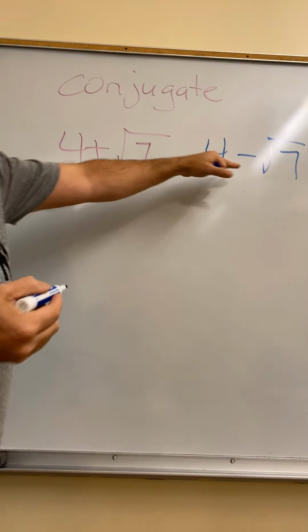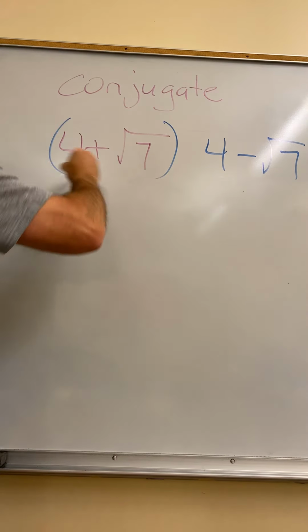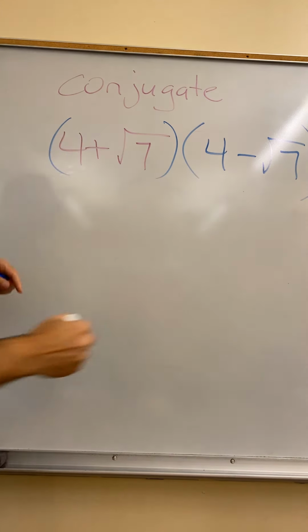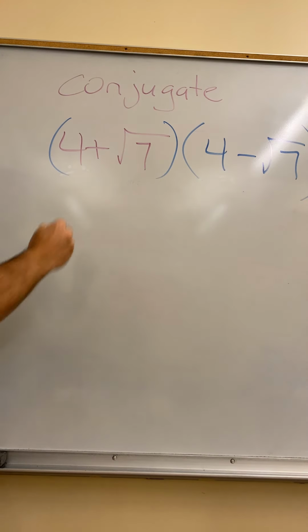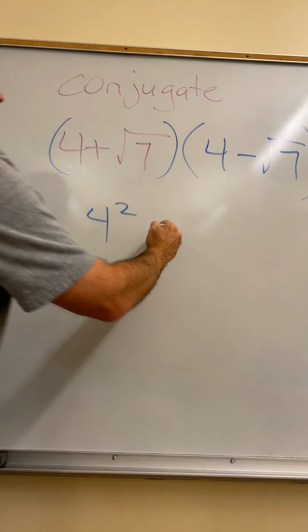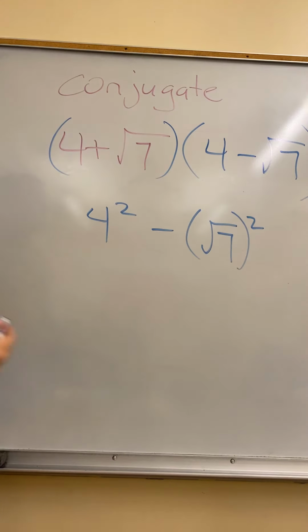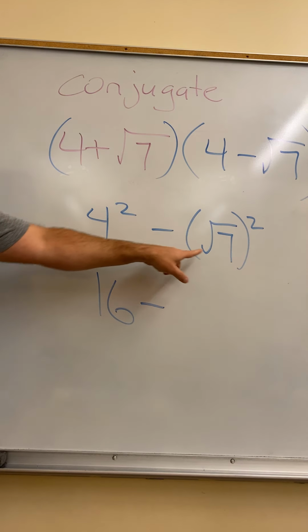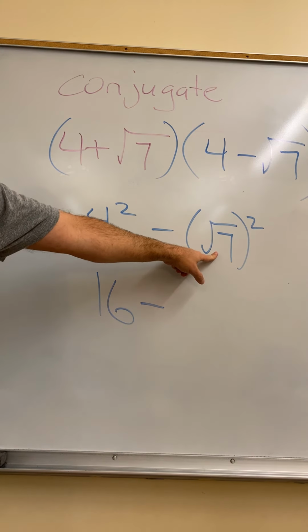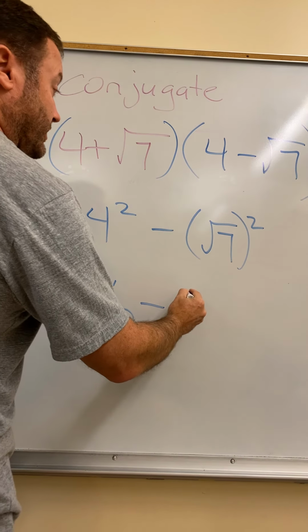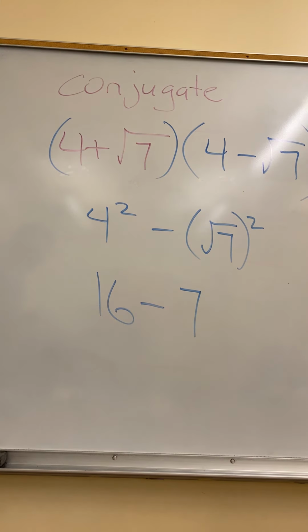So to do that, you're going to multiply it by the conjugate. Kind of like how we used to do first, outside, inside, last. But since they're opposites, all you have to do is do 4 squared minus square root of 7 squared. So what is 4 squared? 16. Square root of 7 times square root of 7 gives you square root of 49, which is what? Square root of 49 would be 7. And 16 minus 7 is what?